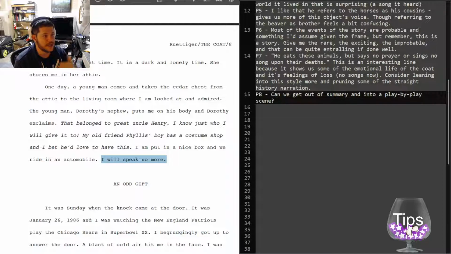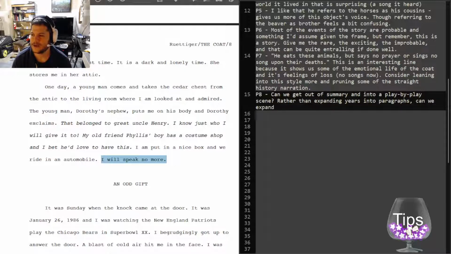But if you say, hey, I want to make this something that has a more broad appeal, that will be more widely read, then thinking through that will probably be pretty helpful. What are some of the techniques that stories with broad appeal are using, and how do I integrate them into a scene, rather than expanding years into paragraphs? Can we expand seconds into pages? Yeah.